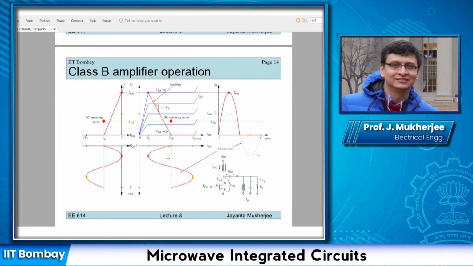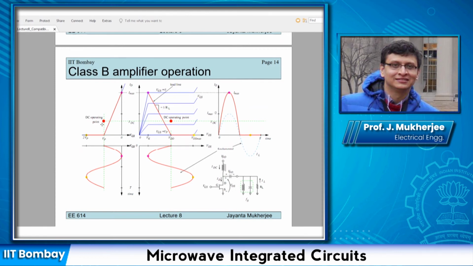So let us see how the biasing happens in a class B amplifier. In a class B amplifier, recall the conduction angle is 180 degrees. So only for half the sinusoid will the input signal lie above Vp, as seen here. This is my DC operating point, the DC value of VGS, which is the operating point. It is here. It doesn't lie on this line.